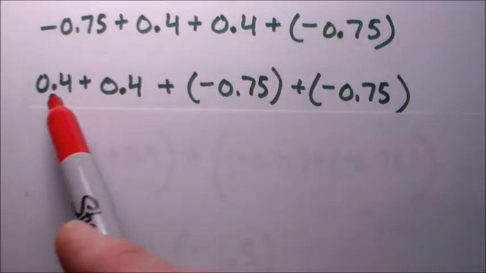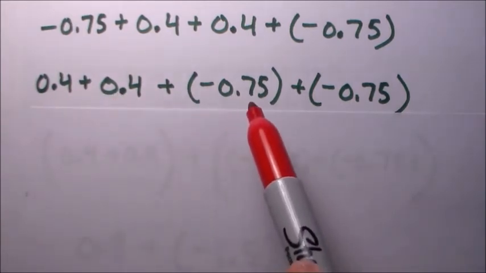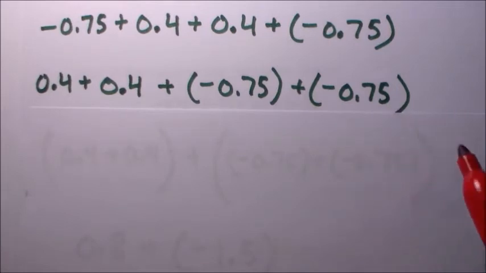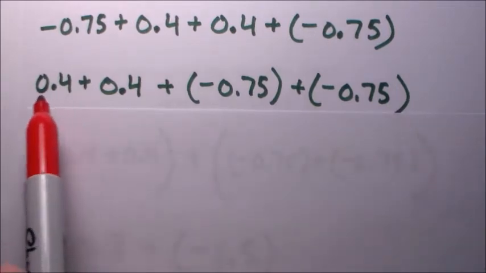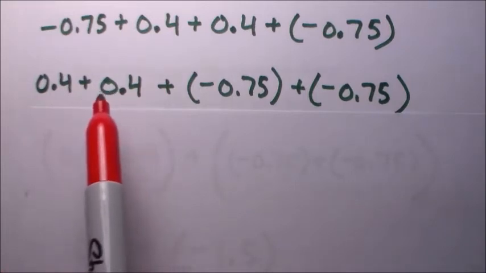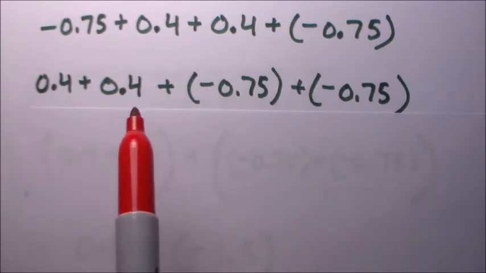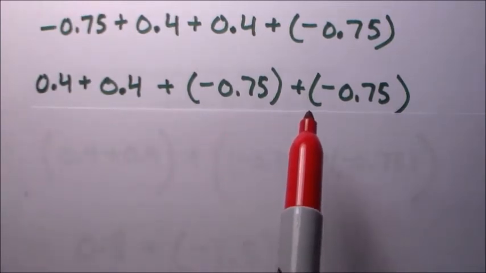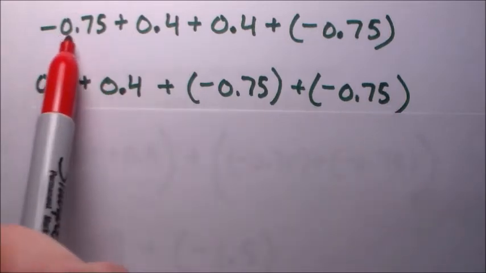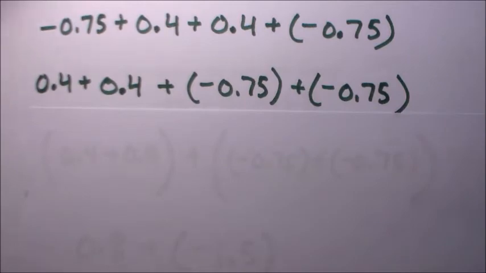We have positive 0.4 plus positive 0.4 plus negative 0.75 plus negative 0.75. And you really want it to be like positive 0.4 plus negative 0.4, so they can cancel out and become 0, but they just don't. You have 0.4 plus 0.4 plus negative 0.75 plus negative 0.75. If you have negative 0.75, just move it over. And there we go.